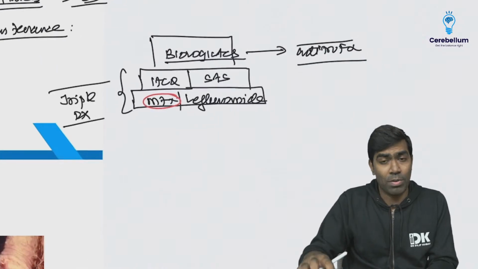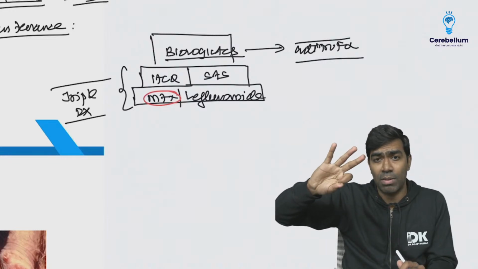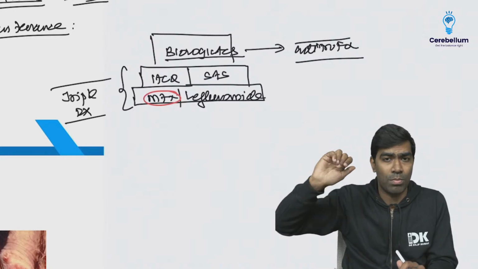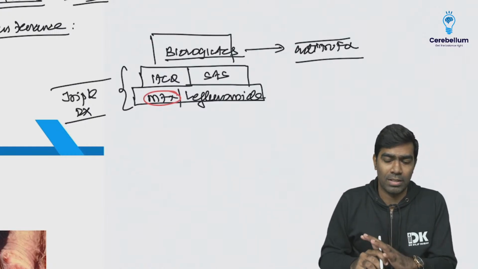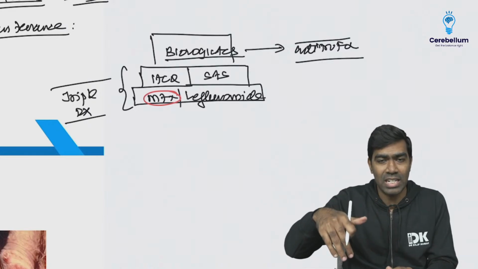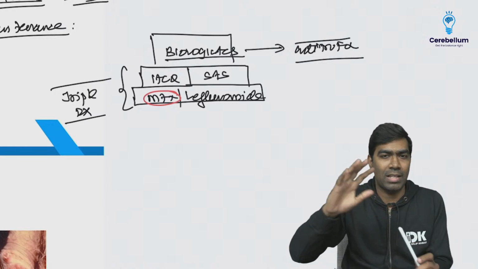I think that's core pharmacology. I'm not going to discuss. There are 5 anti-TNF alpha drugs: infliximab, etanercept, adalimumab, certolizumab, and golimumab. I'll repeat: infliximab, etanercept, adalimumab, certolizumab, golimumab. These are the 5 anti-TNF alpha drugs. In India, we don't have golimumab and we don't have certolizumab. We have other 3 drugs.